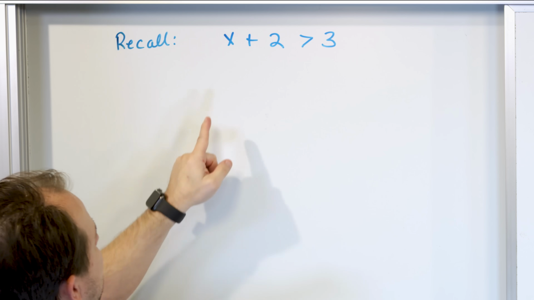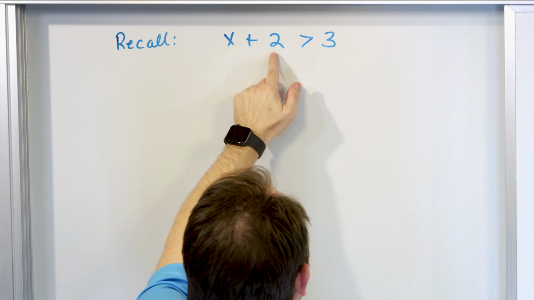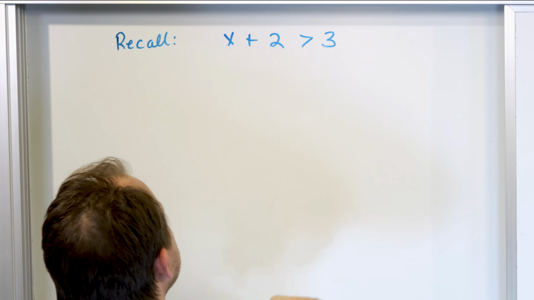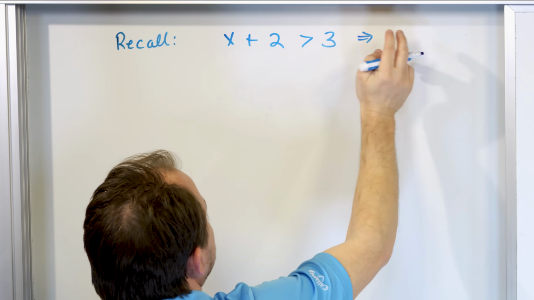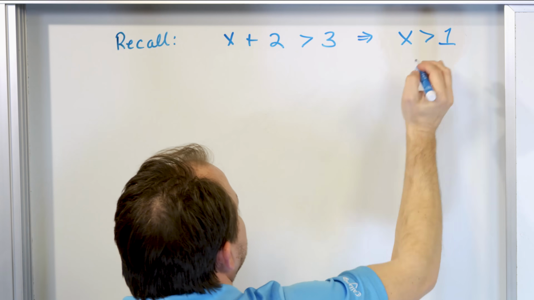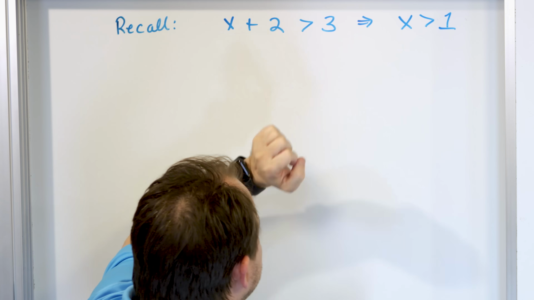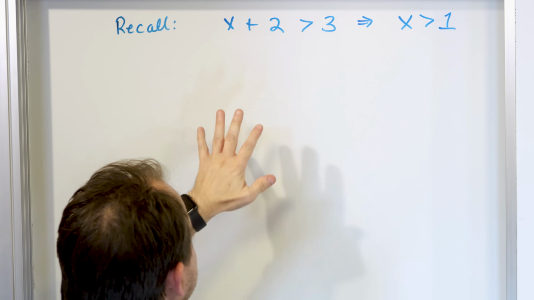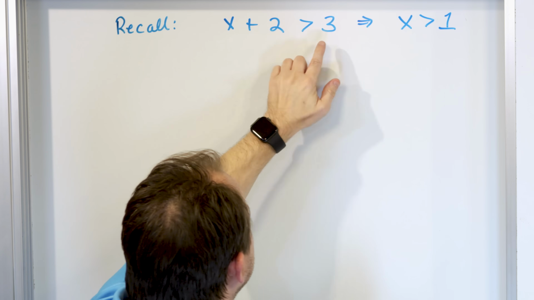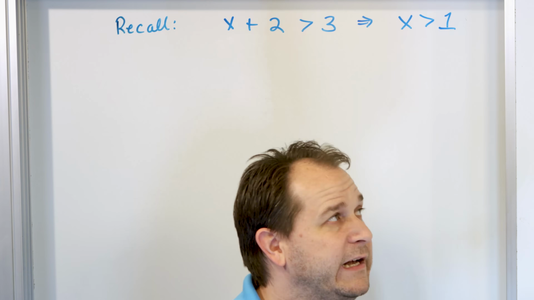And how did we do it? We take what's over here, we isolate the variable x, we pretend there's an equal sign, we subtract 2. So what we end up with over here, I'll just write it over here to save space, x is greater than 3 minus 2, so x is greater than 1. So what this means is that since this is not an equation with just one solution, this is an inequality, this has to be greater than 3. That means that there's a whole bunch of values of x that are going to work for that inequality.